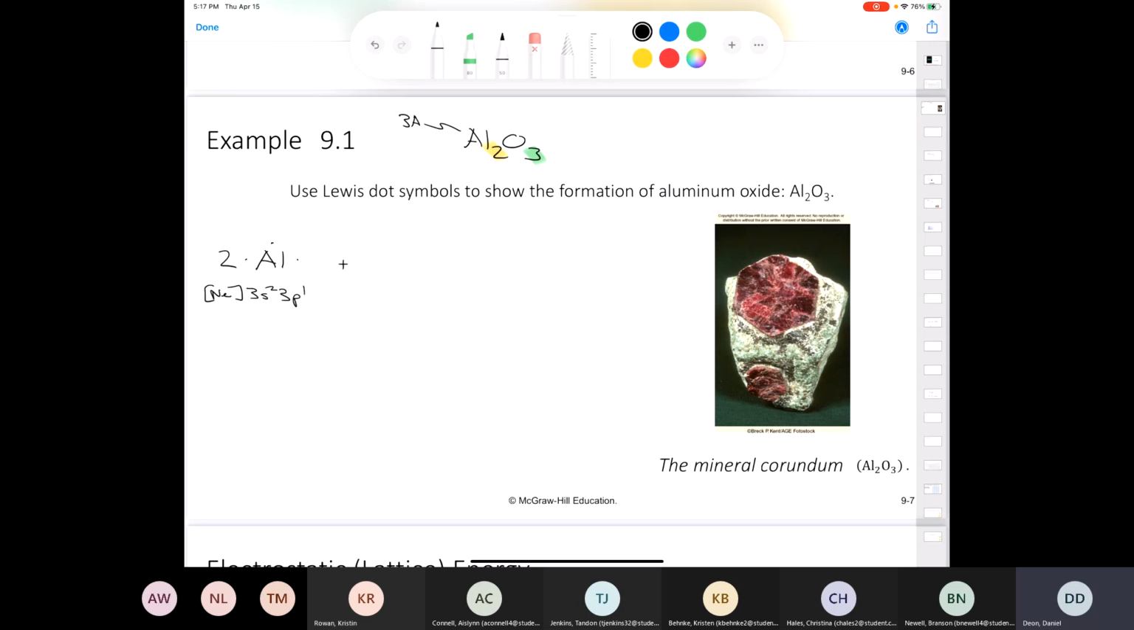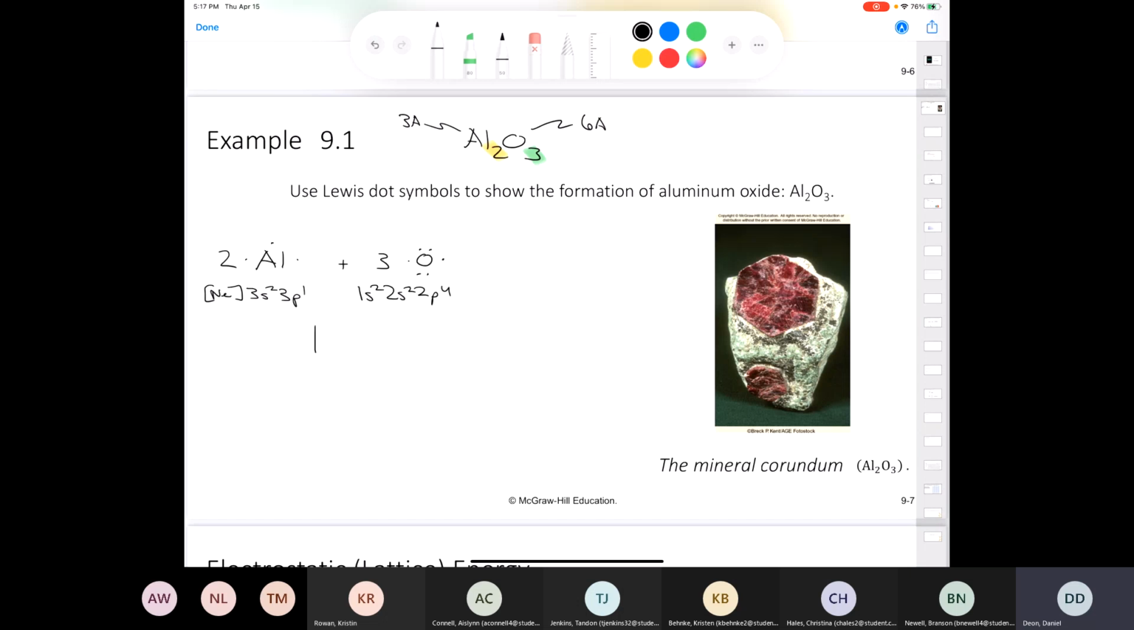Then we're going to combine that with the 3 oxygens. Oxygen comes from group 6A, so it's got 6 valence electrons. So I have 3 oxygens, and oxygen has 1, 2, 3, 4, 5, 6. Its electron configuration is 1s2, 2s2, 2p4. All right. So what's going to happen is that the aluminum, being the metal, is going to lose all of those electrons, and the oxygen is going to gain them.